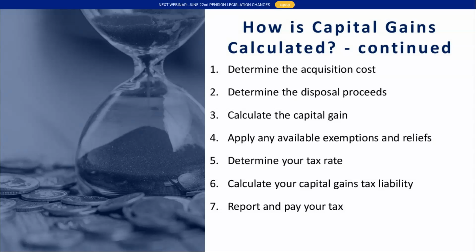Step number 6 is to calculate your capital gains tax liability. Simply put, that's where you would multiply your capital gain by the applicable tax rate. In our very brief and simple example, we'll assume that you're a higher rate taxpayer and you've utilized all of your exemptions. If we're talking about a stock or a share, that tax rate would be 20%. If we're talking about a buy-to-let property, for instance, that tax rate would be 28%.